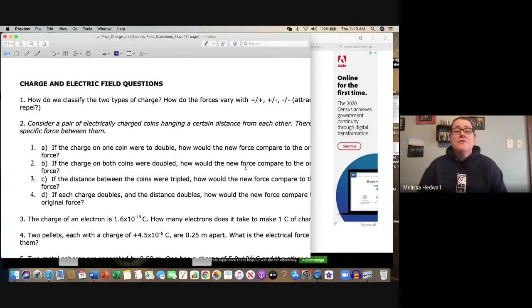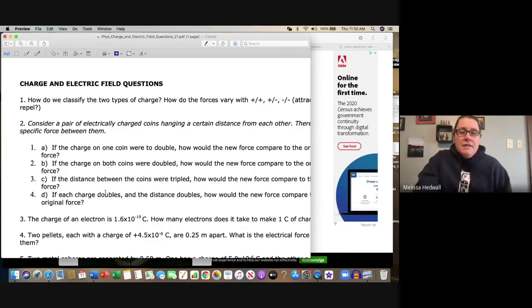How do the forces vary with plus, plus, plus, minus, and negative, negative? Remember, opposites attract. So positive, negative will pull together. You have a positive on one side and negative on the other. There's a force that is drawing them together. If you have positive, positive, they'll repel. If you have negative, negative, they'll also repel.